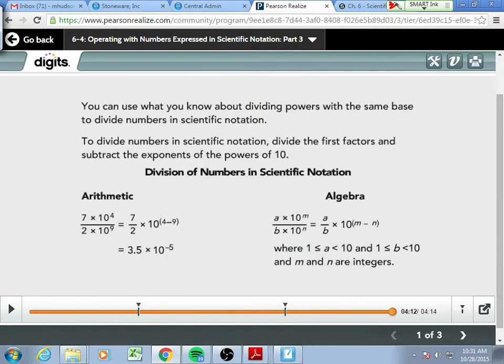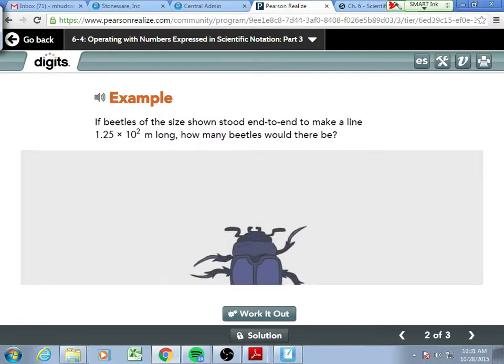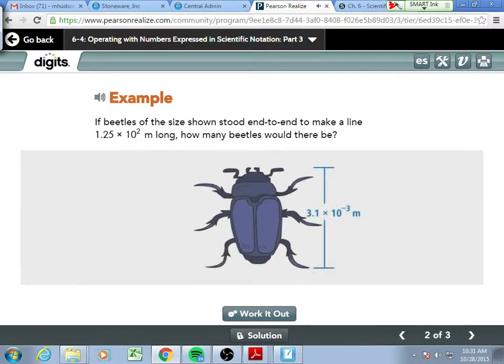And then your rule, which is in your notes, right above the beetle. So, to do our beetle problem, if the beetles, size shown, stand end to end to make a line, 1.25 times 10 to the second meters long. That's how long our line is. How many beetles would there be? So Ella, if you want to tell us a beetle story, I want you to do the problem first.